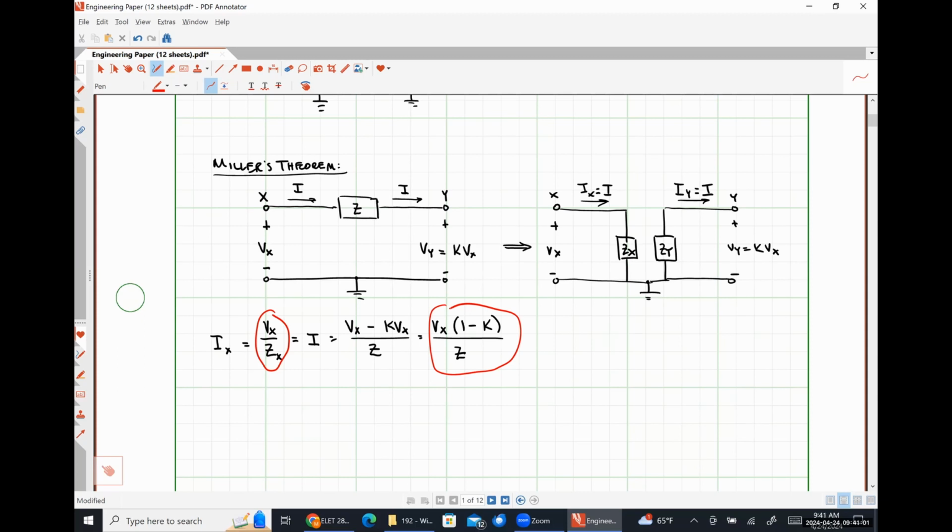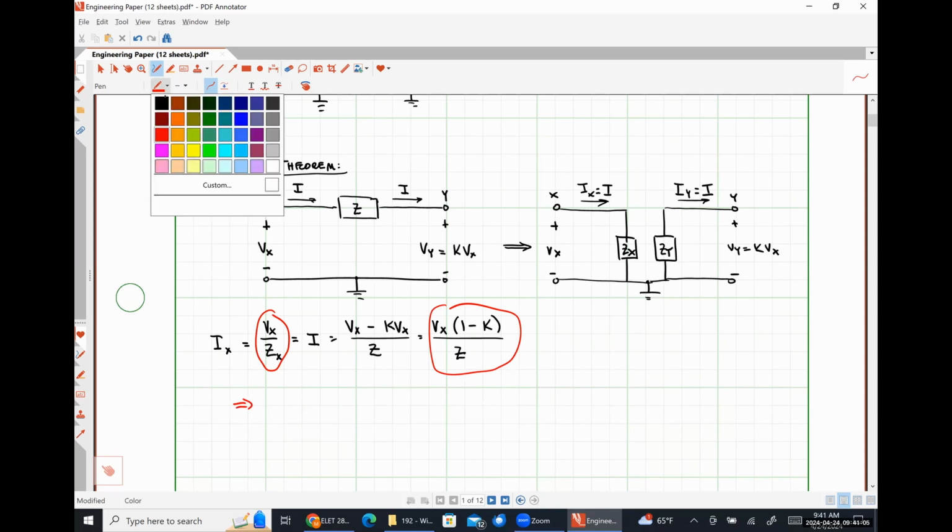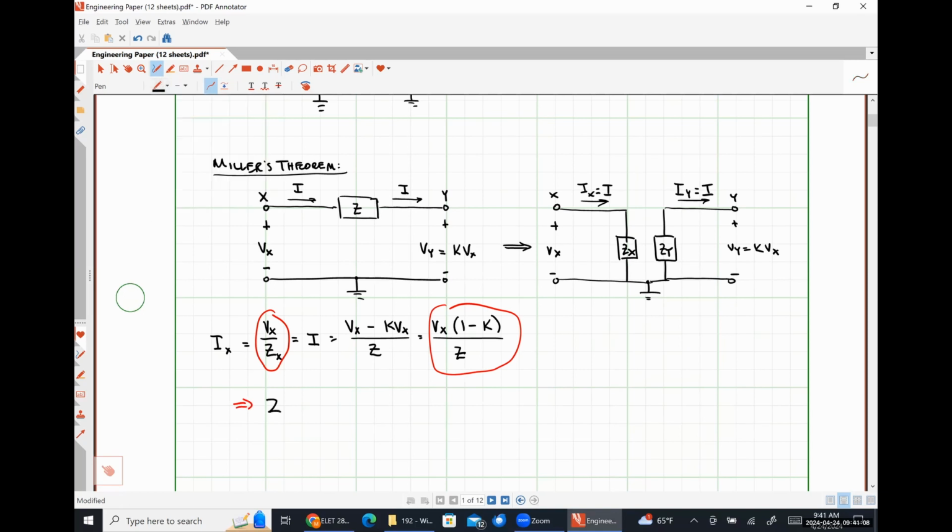And in doing so, what we'll find is that the impedance Zx is just going to be Z divided by 1 minus K, our gain, as it were.